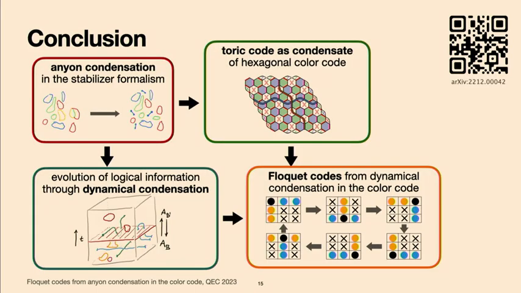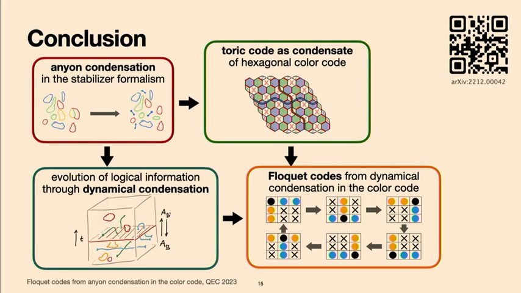With that, I want to conclude with this slide. I hopefully gave you a bit better understanding of what anyon condensation is on an abstract level, but also in a stabilizer formulation. This then showed us that the toric code can be viewed as a condensate of the color code. We have many equivalent condensates, which gives rise to dynamical condensation sequences.